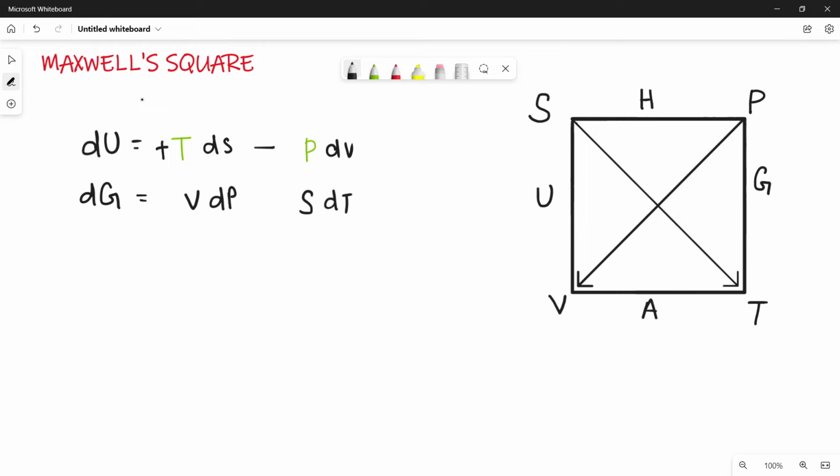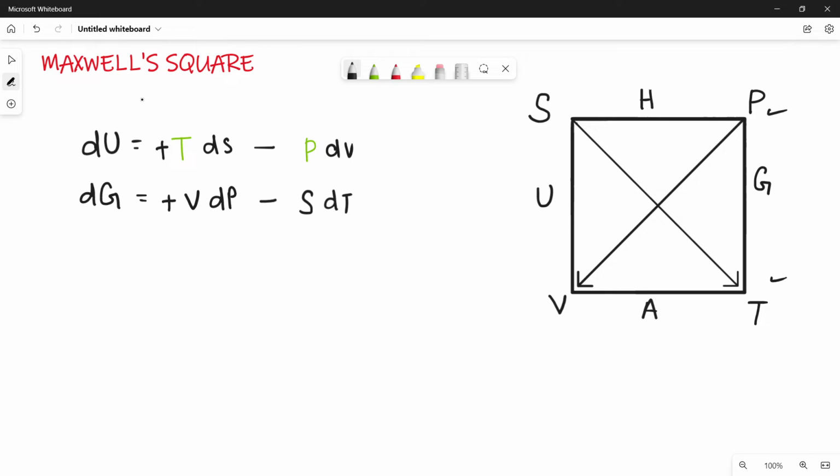Again, as I told you earlier, the signs depend upon these two quantities, pressure and temperature. The P is present near the tail portion of the arrow, so I have to put the positive sign, and for temperature we have to put the negative sign.